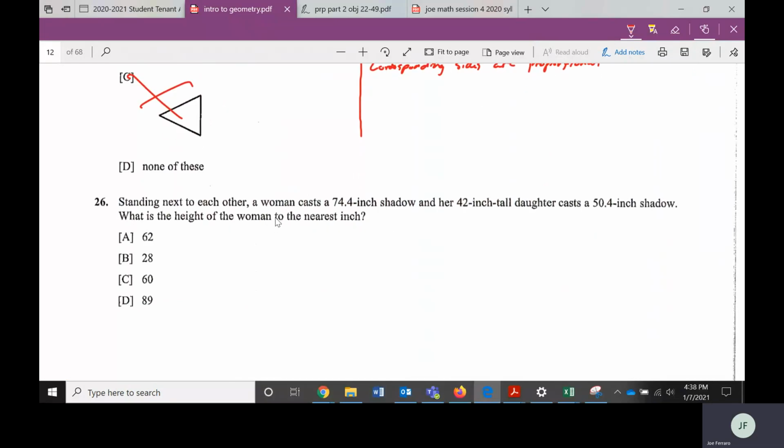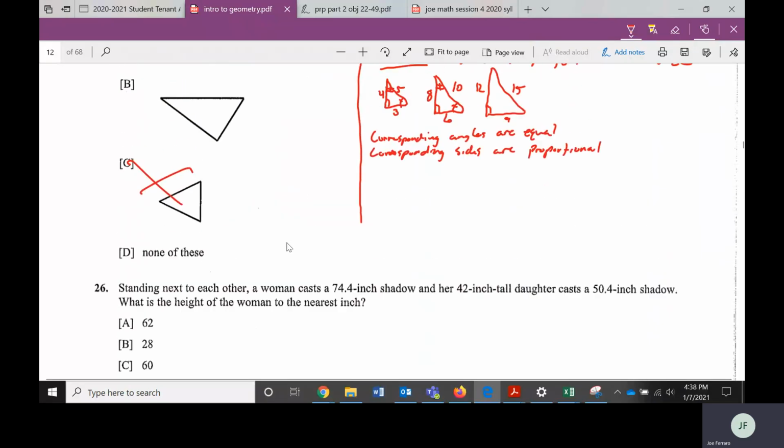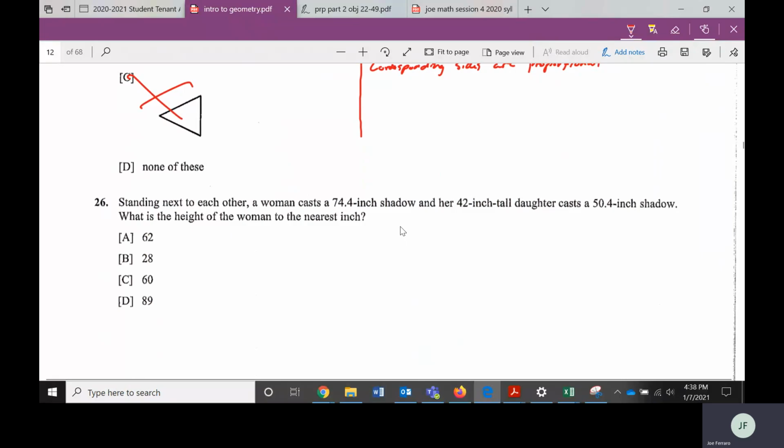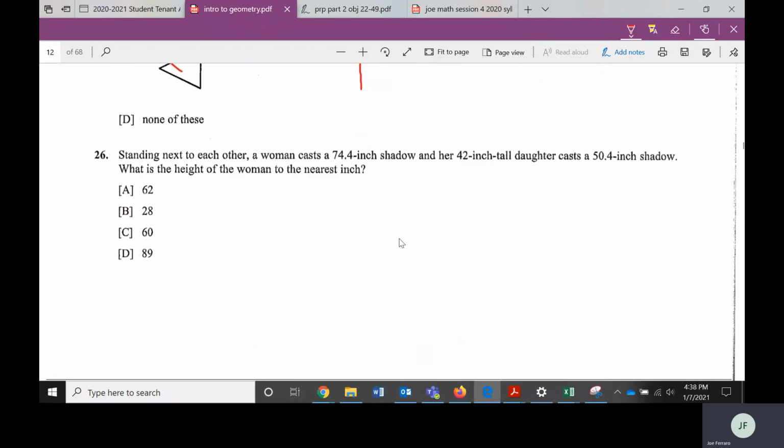We'll just kind of go in order instead of doing the same type of problems. We'll just go in order here. So 26 really doesn't have much to do with this one, but it has to do with proportions and similar shapes. So we'll look at this one and talk about how to do it.